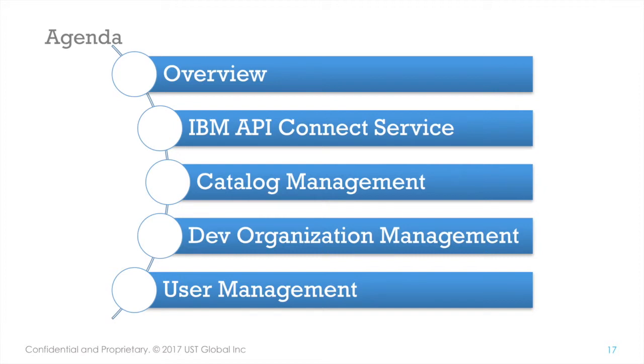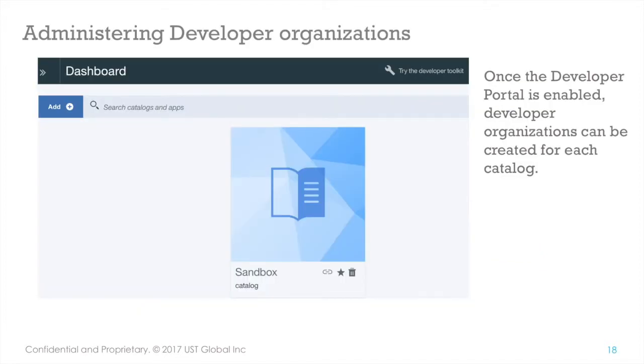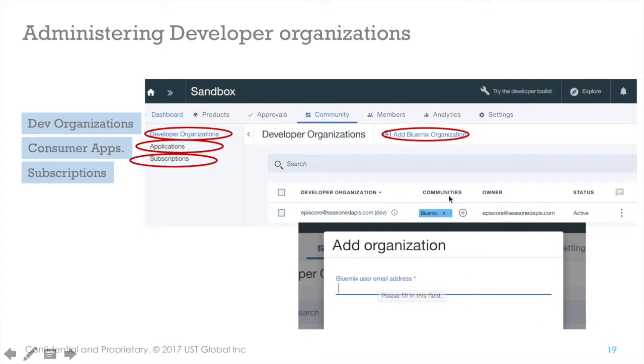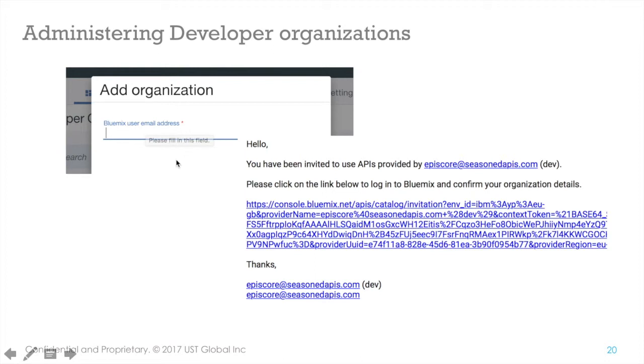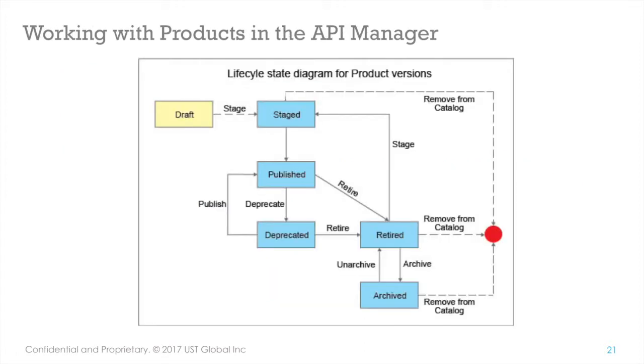On the development organization management, what we create is different organizations to consume the APIs. So once the developer portal is enabled inside one catalog, we're able to add the different organizations that will consume that API. We will then be able to track the different applications and the different subscriptions to the API. When you add a new organization, you will receive an email like this where you need to accept this to be part of the organization.